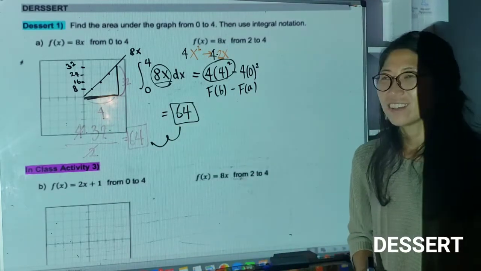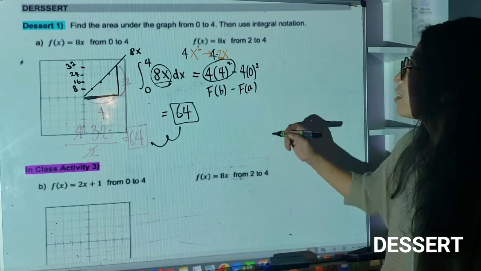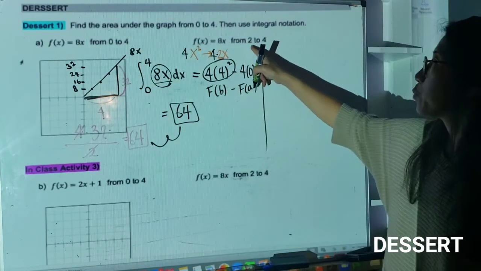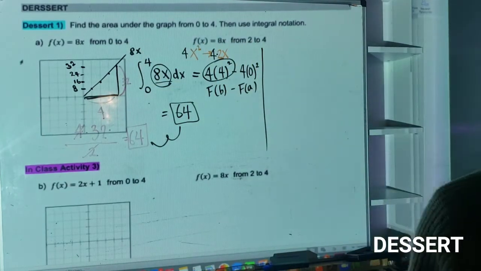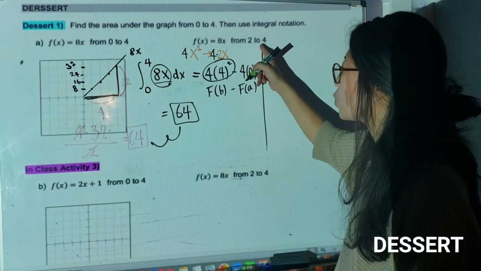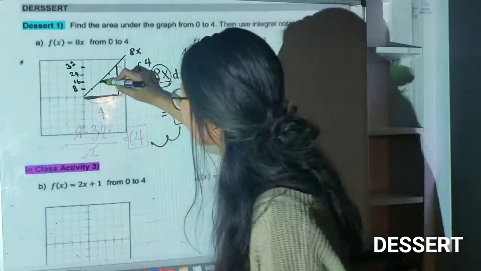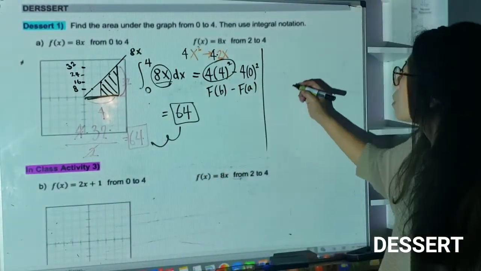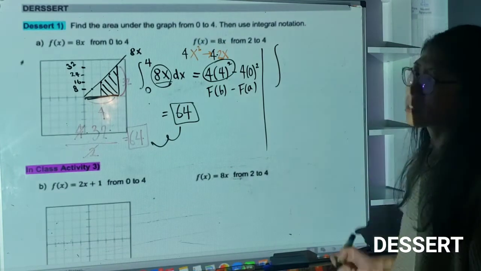Right? Okay, then let's look at B here. So instead of from 0 to 4, this time I want to compute 2 to 4. What they're saying is, I already found 64, right, class? Oh, let's put it in the integral notation.